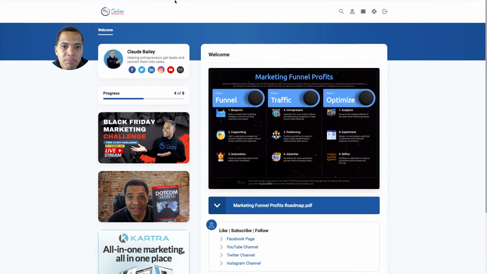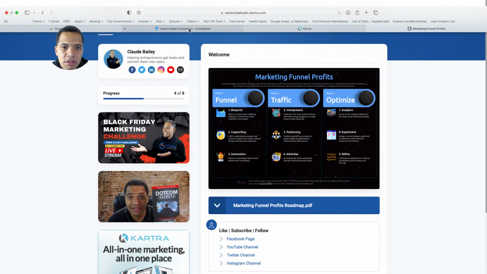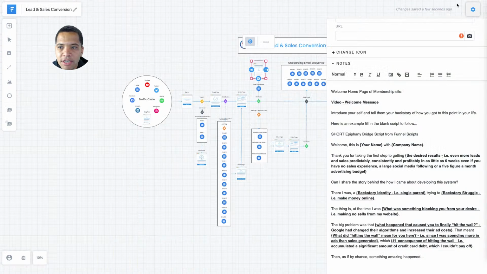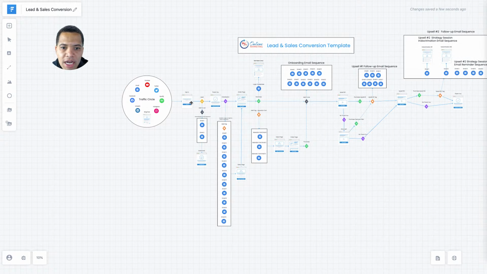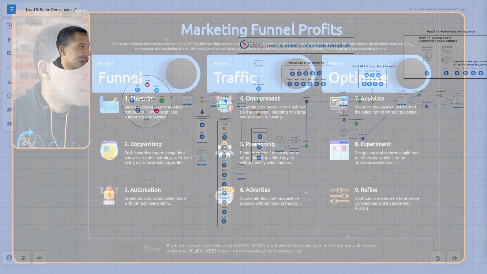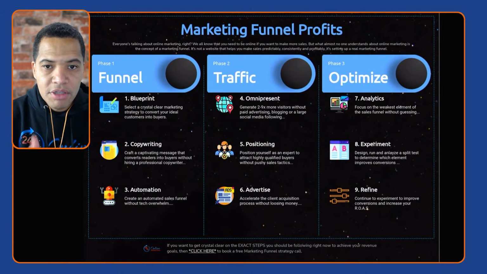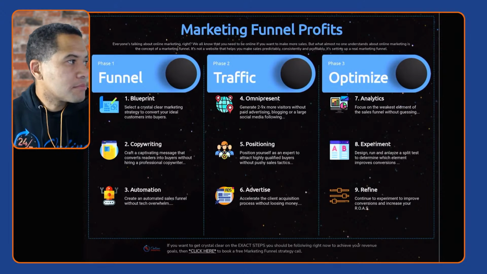So let's jump into the funnel if you do not mind. All right. So here is the funnel, right? And so I know what the lead magnet is going to be, right? I showed you guys that the lead magnet is going to look like this. It's going to be that download, which is going to be this right here. So they're going to download this here, right?